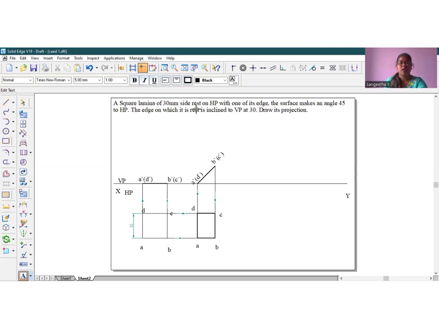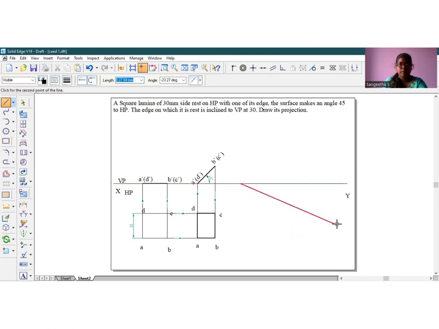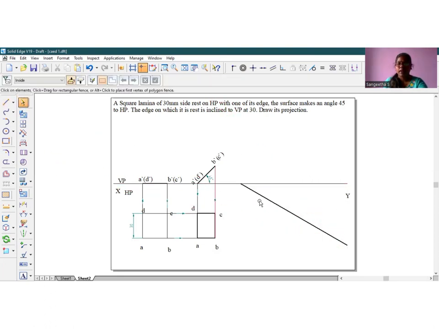So let's measure the angle. Angle between, it is 45 degrees. Now the edge on which it rests is inclined to VP at 30 degrees. So let's draw a line at 30 degrees, and it is a normal line.